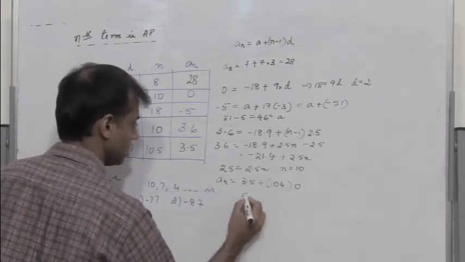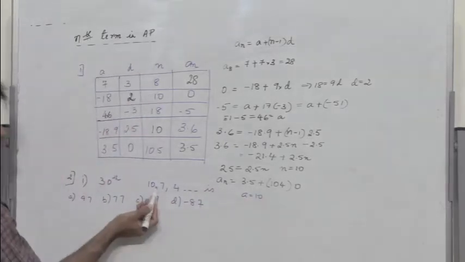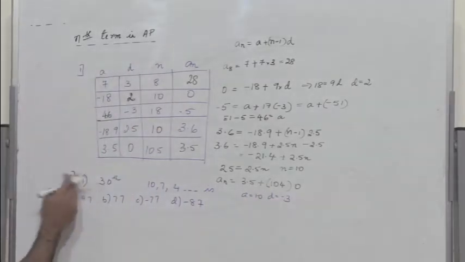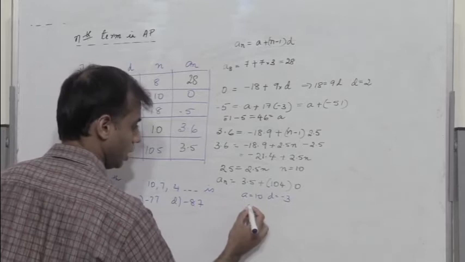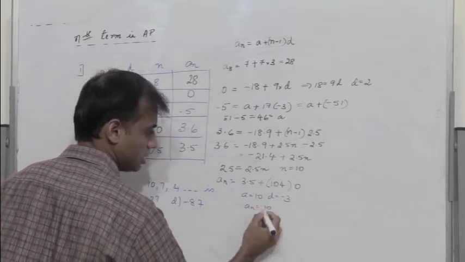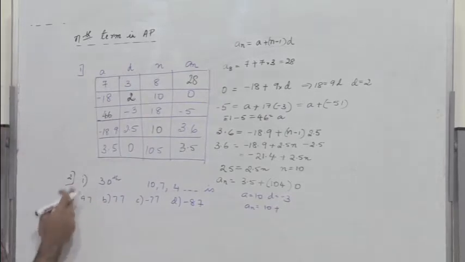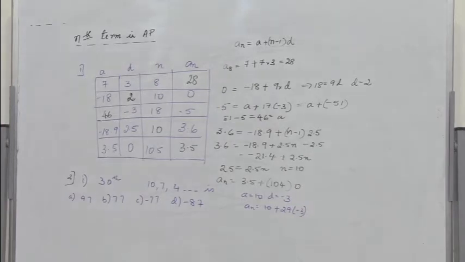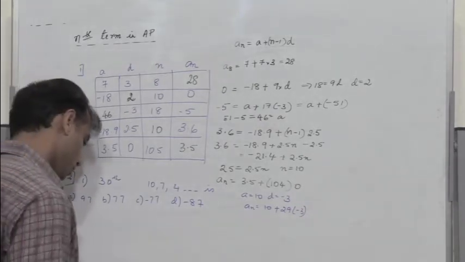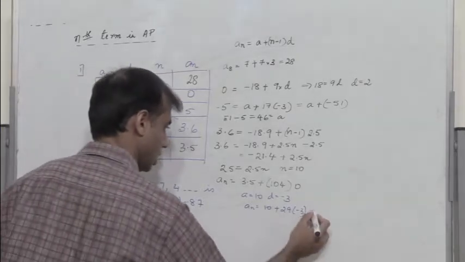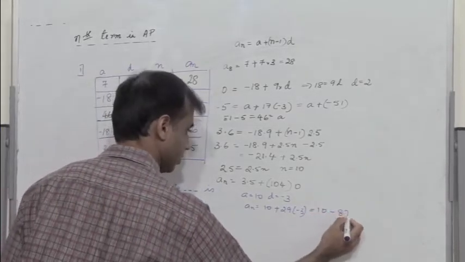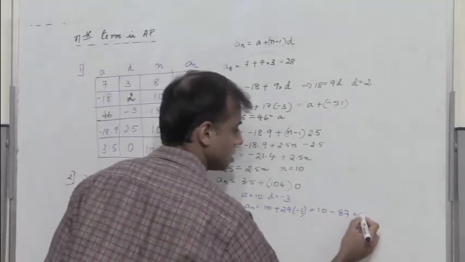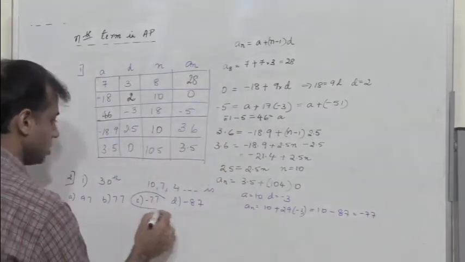So we know that A is 10 and D is 7 minus 10, which is minus 3. Right? N is 30. So therefore A is 10 plus n minus 1, 30 minus 1, which is 29, into minus 3. Right? So therefore we get 10 minus 87. So 29 into minus 3 is minus 87. So we get minus 77. So the correct answer is C.